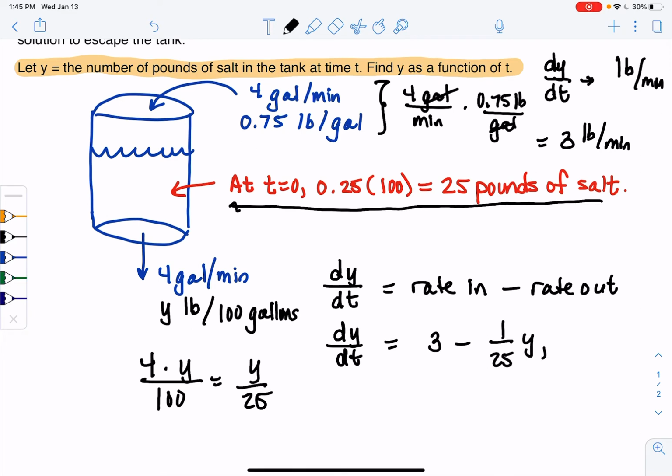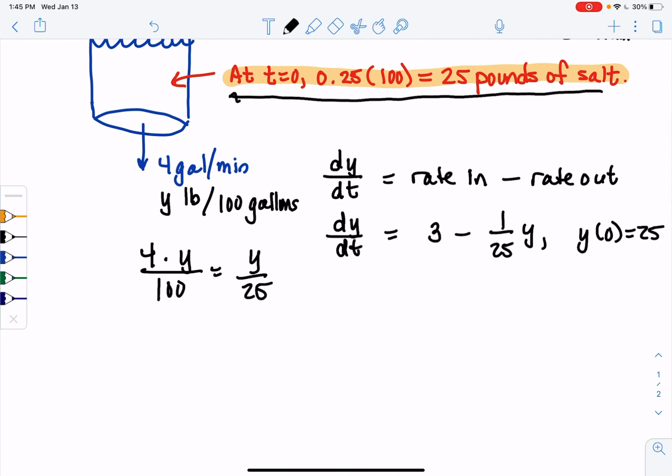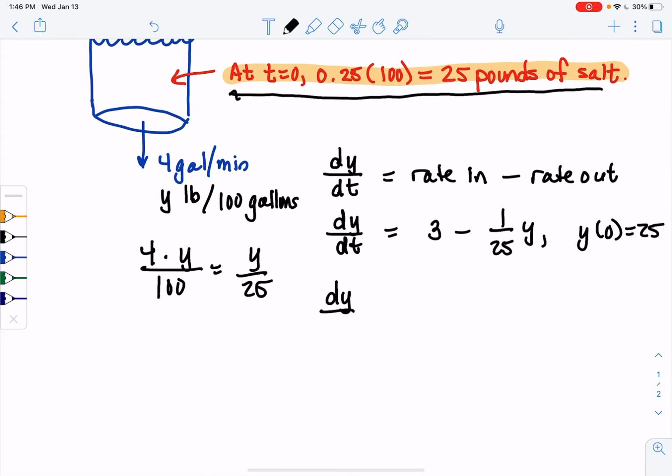And then as for an initial condition, that's this piece of information right here. We know that when t is equal to 0, there are 25 pounds of salt, and y is the amount of salt. So we have y(0) = 25. So there we have that. Now, how to solve this differential equation. It is separable, so we could definitely use separation of variables to solve it. I'm going to go ahead and use the first order linear method with the integrating factor, just because most people seem to really enjoy that method more, as far as we can say enjoying solving a differential equation, right?